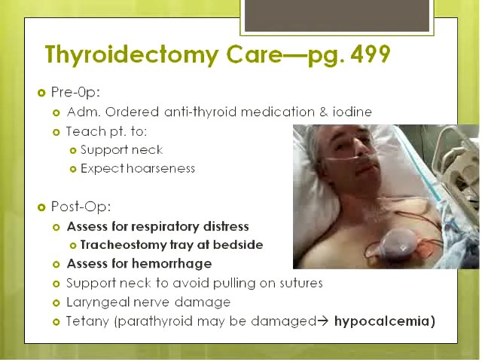We're going to assess for hemorrhage from that side. Remember to support the neck, especially when they're still very groggy. And we're going to assess for laryngeal nerve damage. If you have laryngeal nerve damage, it goes past hoarseness, and they may not be able to speak. The big thing, besides these things that you get asked about, is tetany.